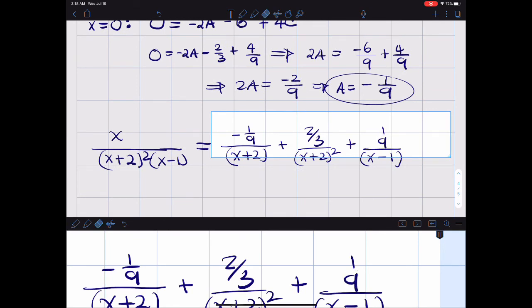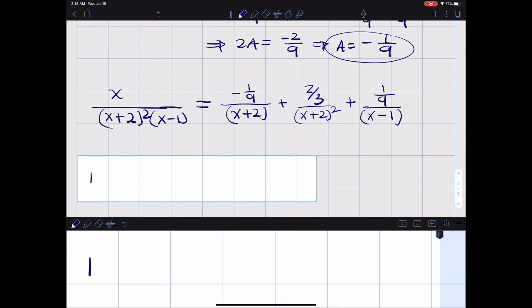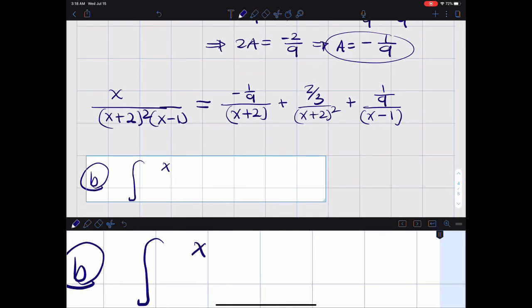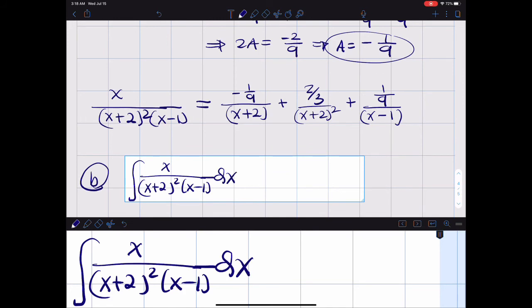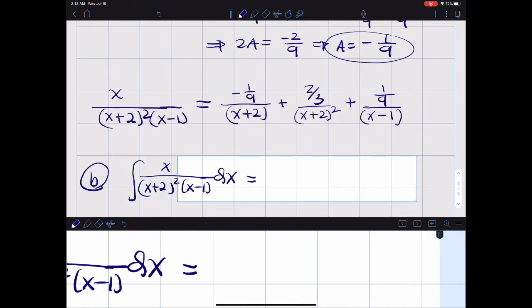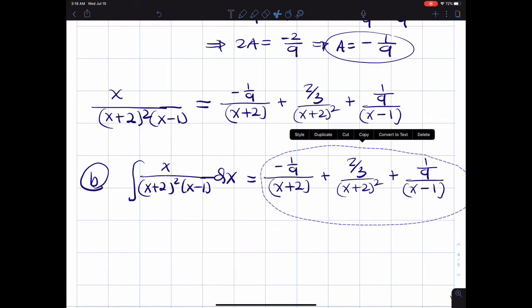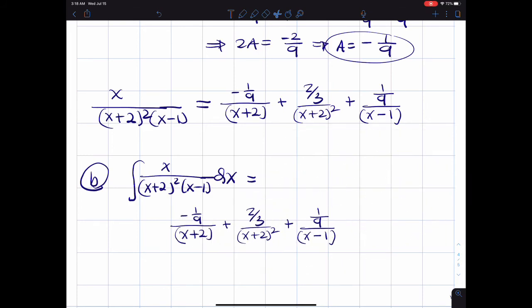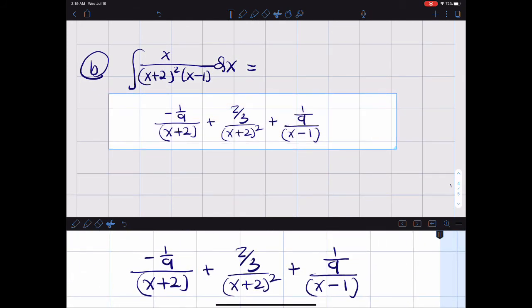Now, the next question, this is an integration course. Next question is to evaluate the integral of x over (x plus 2) squared times (x minus 1) dx. So that's going to be all these integrals. Let's put it right here. Okay, so this is going to be the integral of that dx. I'm going to separate it.